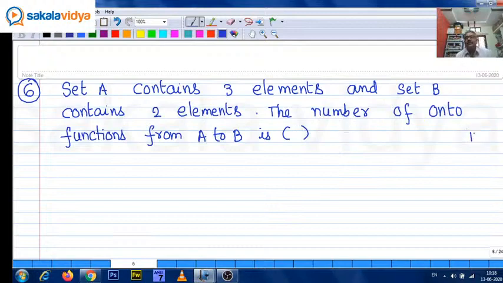First option 3, second option 6, third option is 8, fourth option is 9.